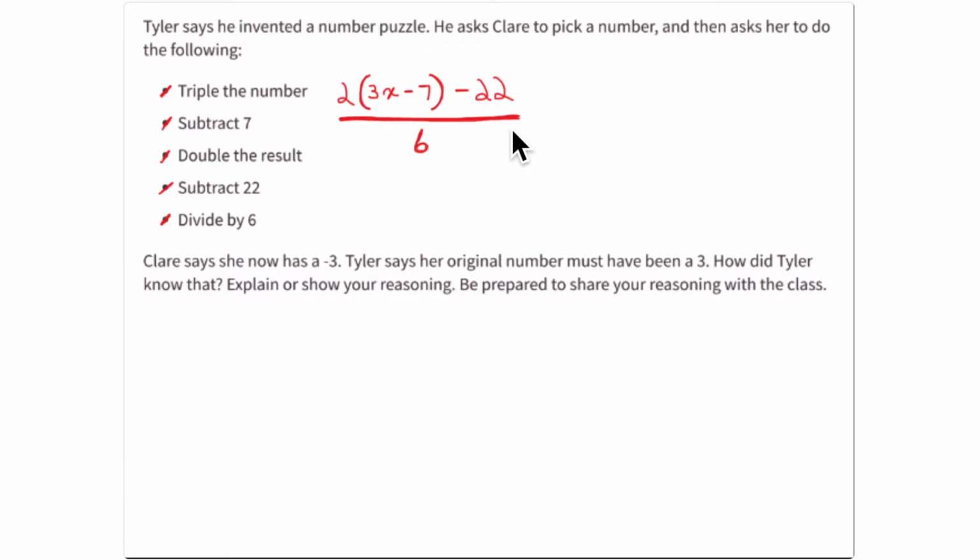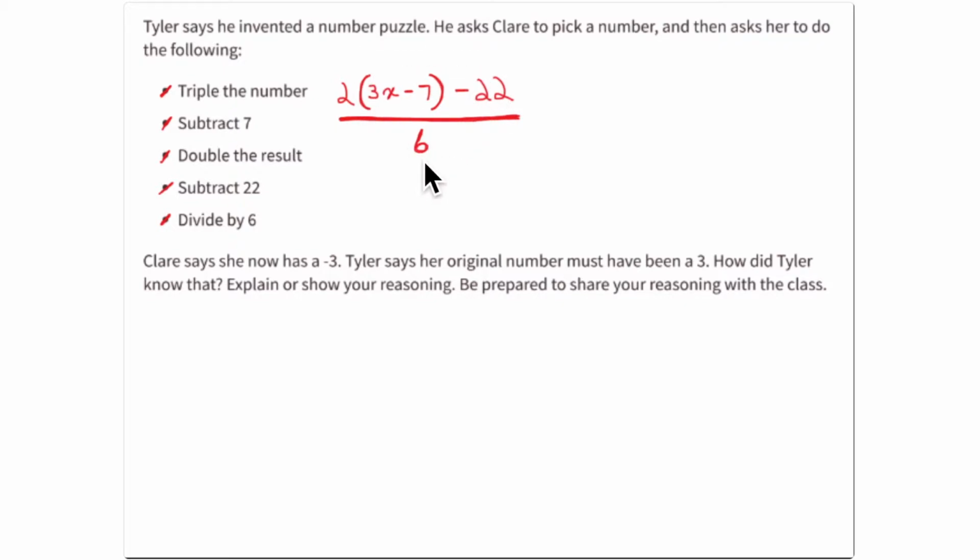You simplify the expression. So if I wrote each of these steps out, so this is take a number and triple it. So x is going to be the number that Claire chooses in the beginning. So take a number, think of a number, and then triple that number. Then subtract 7 from that. Then take that difference and double that result. So multiply the result by 2. Then subtract 22. And then divide everything by 6.